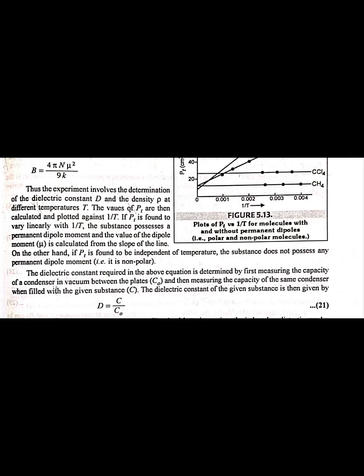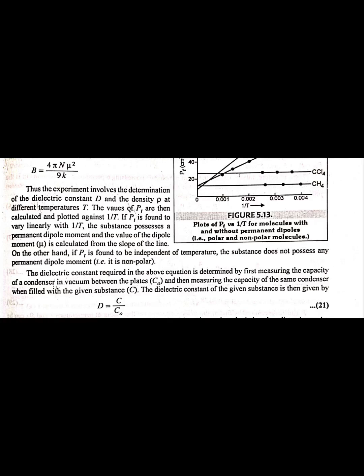Method of measurement of dipole moment. As explained above, the basic equation for the determination of dipole moment is Pt is equal to (d minus 1) upon (d plus 2) into M upon rho is equal to A plus B by T. Equation 20, where A and B are constants with B is equal to 4 pi N mu square upon 9k. Thus the experiment involves the determination of the dielectric constant d and the density rho at different temperatures T.